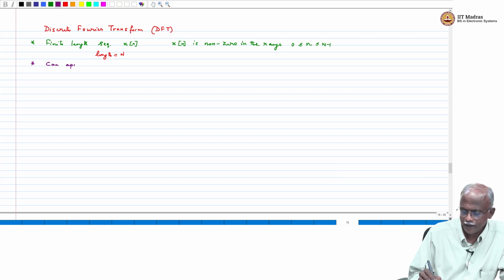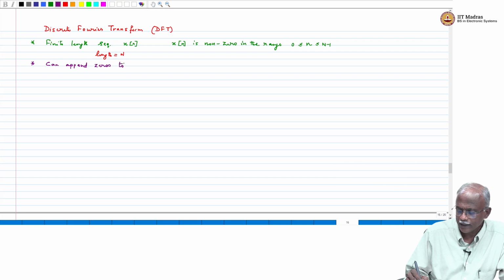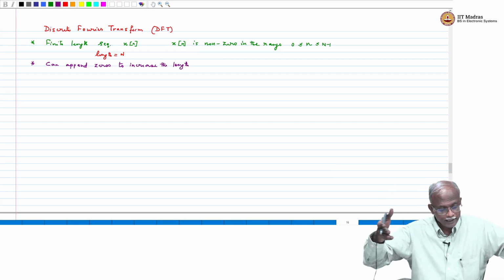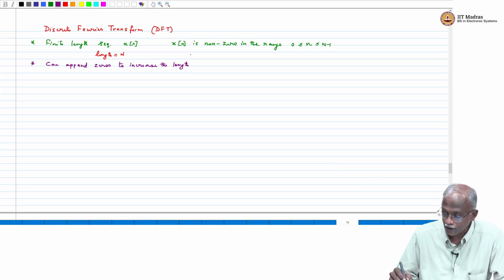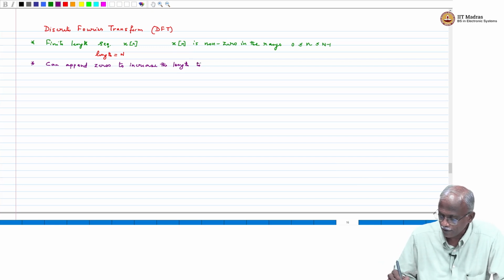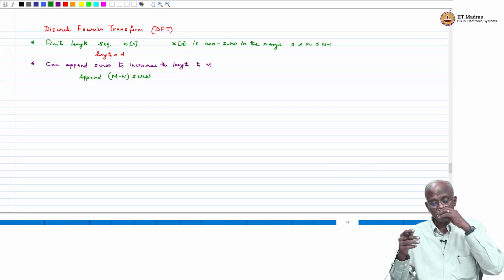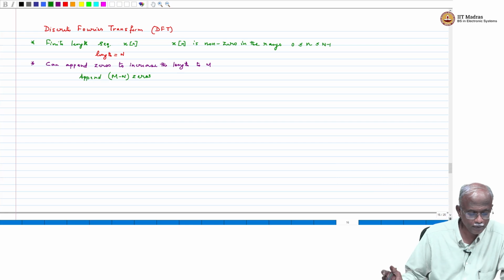We can append zeros to increase the length. So basically you can work with length N, or if you want to increase the length to a value M, then we have to append M minus N zeros. So basically you can always append zeros.